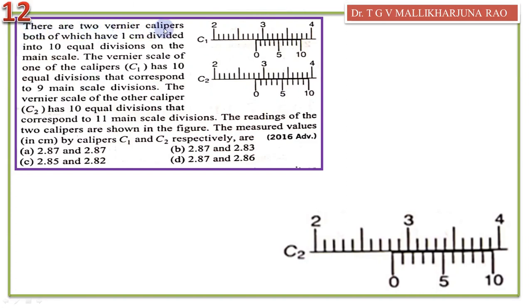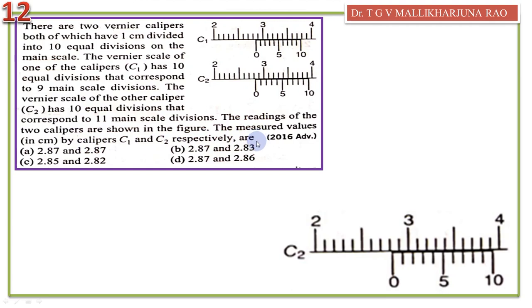There are two vernier calipers, both of which have 1 centimeter divided into 10 equal divisions on the main scale. The vernier scale of one of the calipers, C1, has 10 equal divisions that correspond to 9 main scale divisions. The vernier scale of the other caliper, C2, has 10 equal divisions that correspond to 11 main scale divisions. The readings of the two calipers are shown in the figure. The measured values in centimeter by calipers C1 and C2 respectively are.